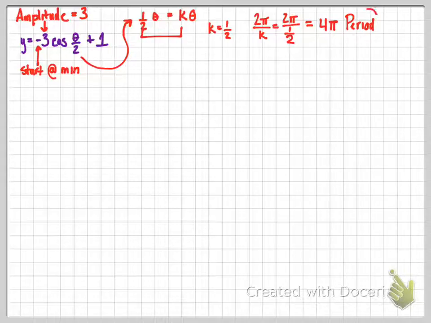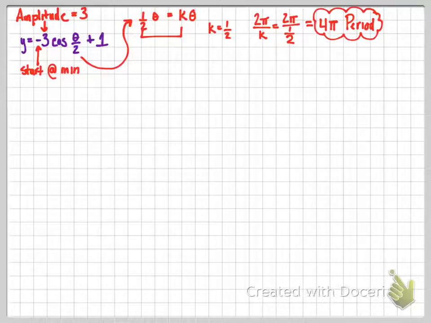Okay, and just to think about that, because it's 1/2, what that means is every time I plug in an angle, I cut it in half. So by the time I get all around the unit circle, all the way around to 2 pi, I've actually only gone a distance of pi because I'm cutting that angle in half. Okay, so it's going to take twice as long, so it's going to double the period.